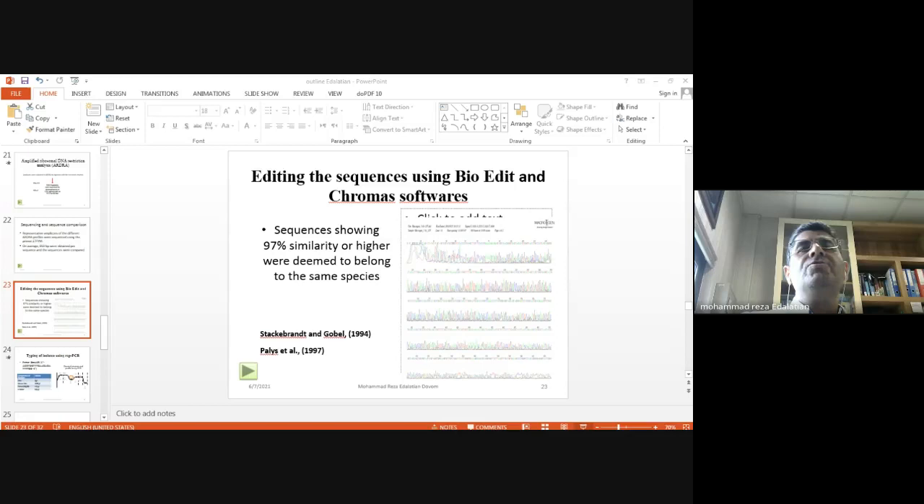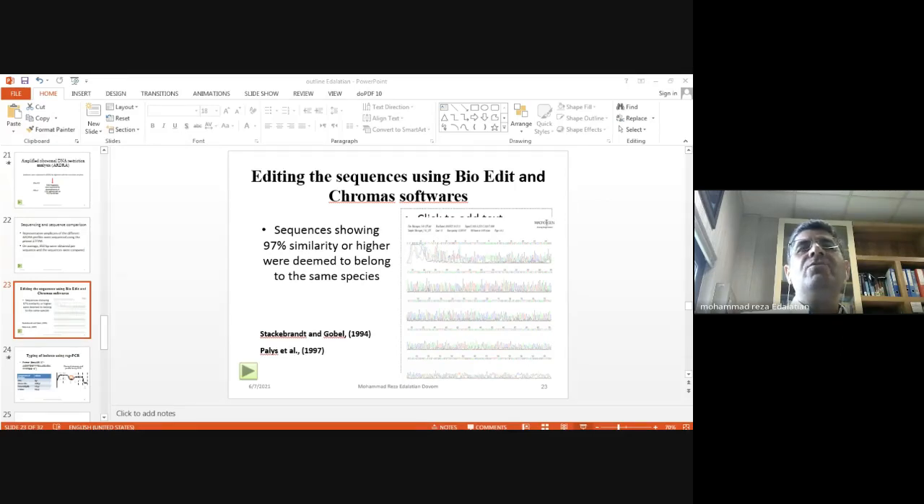So we should change these bands into codes, I mean 0 and 1 codes in Excel. For example, at every position where there is a band, we should put 1, and at every position where there is no band, we should put 0. So we can convert these bands into 0 and 1 codes in an Excel file.